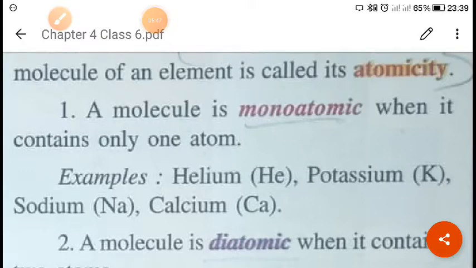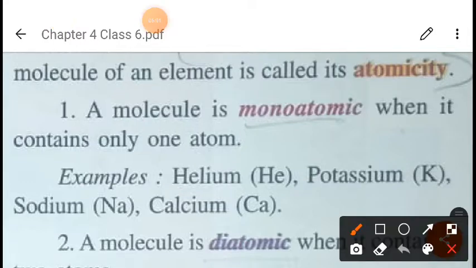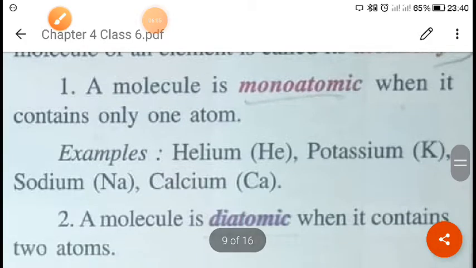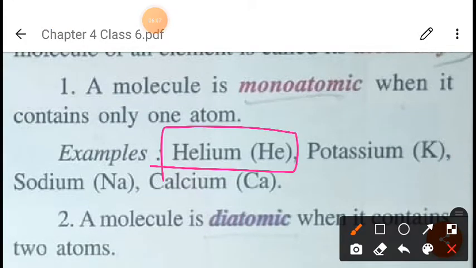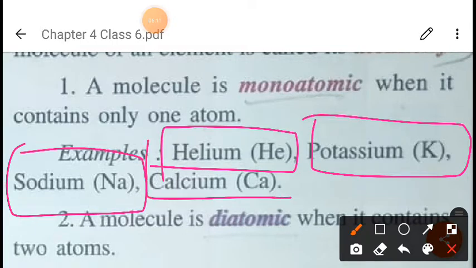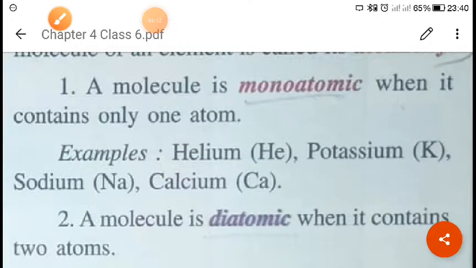If any molecule, or an element, is made up of only one atom, then that type of element is called a monoatomic element, or monoatomic molecule. As you can see, helium has only one atom. In potassium, only one atom is there. In sodium, only one atom is there. In calcium, only one atom is there. So these are called what?